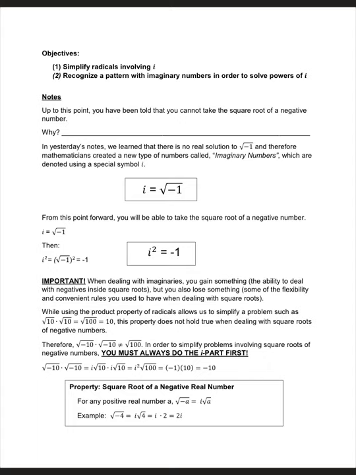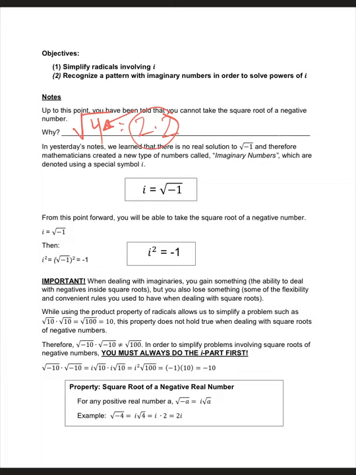Okay, so the definition, remember, of a square root is two numbers that are the same being multiplied together to get some sort of quantity. So for example, if you had the square root of 4, the square root of 4 is equal to 2 because 2 times 2 is equal to 4. 2 and 2 are the same number. When multiplied together, they give you 4.